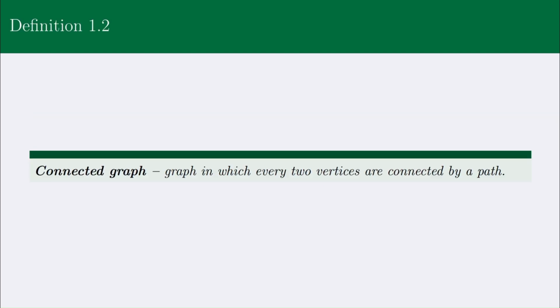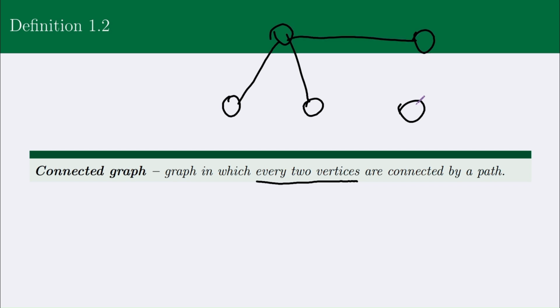Connected graph, it's a graph in which every two vertices are connected by a path. If there are some vertices in the graph, they are connected in such a way that there is always a possibility to find a path between two vertices. For example, I can choose this vertex and this vertex, and it will be always a possibility to find such edges to traverse from one vertex to another.